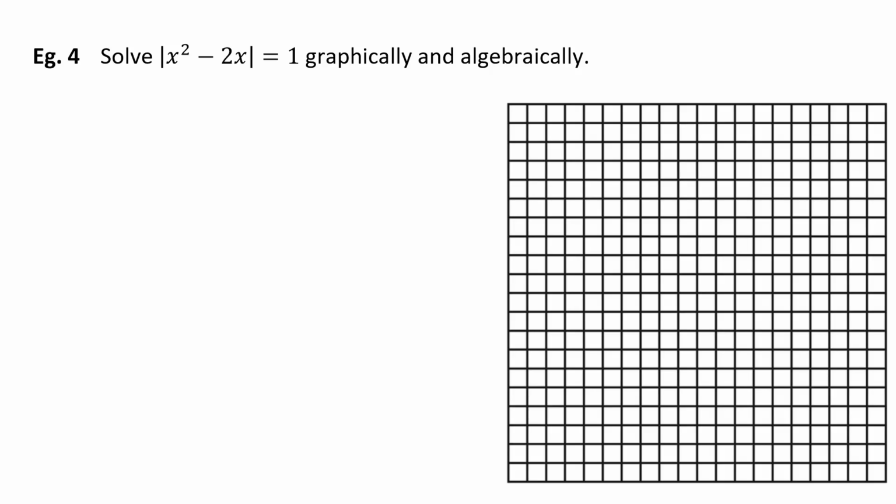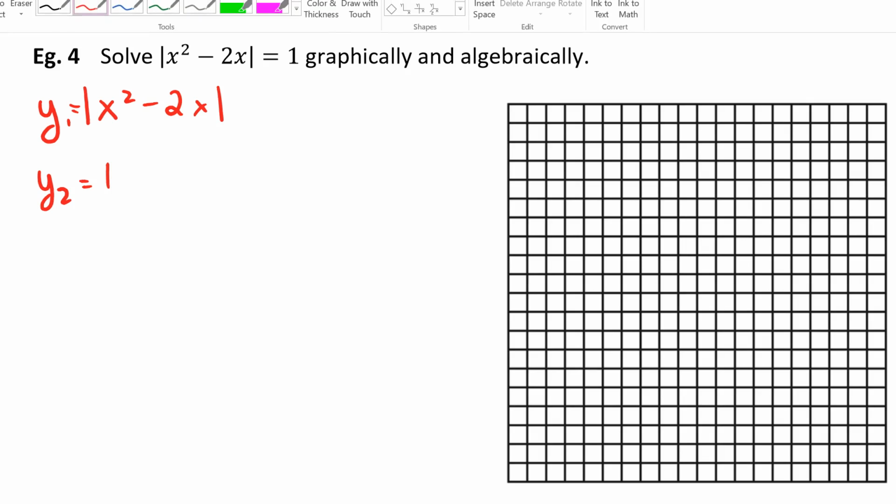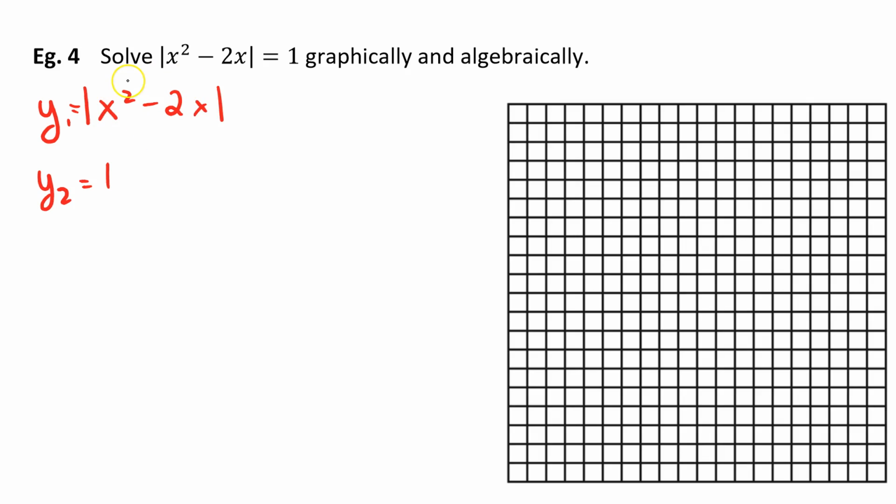Welcome back. Looks like we have a quadratic to deal with. So first things first, let's graph y1 equals the absolute value of x squared minus 2x, and y2 equals 1. Now I'm going to take this first one in a few steps. Remember our slick tricks with graphing quadratics?